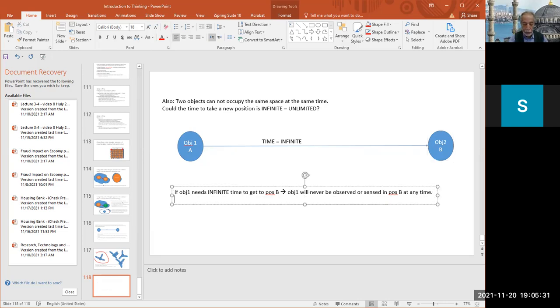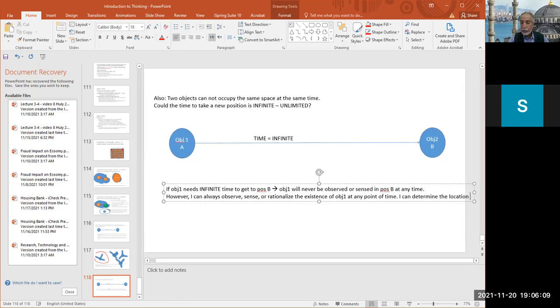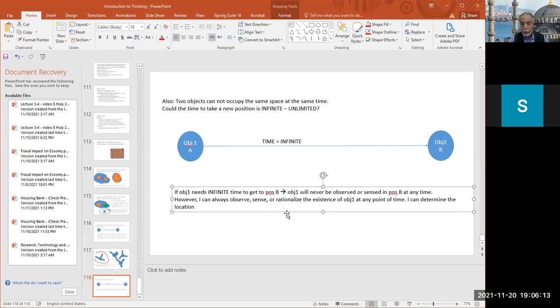However, I can always observe, sense, or rationalize, all of these are eventually synonyms, the existence of object one at any point of time. Whether it's the sun, the moon, a star, or a galaxy, at any point of time I can determine the location in space of any existing object. I'm not talking about an object that does not exist.